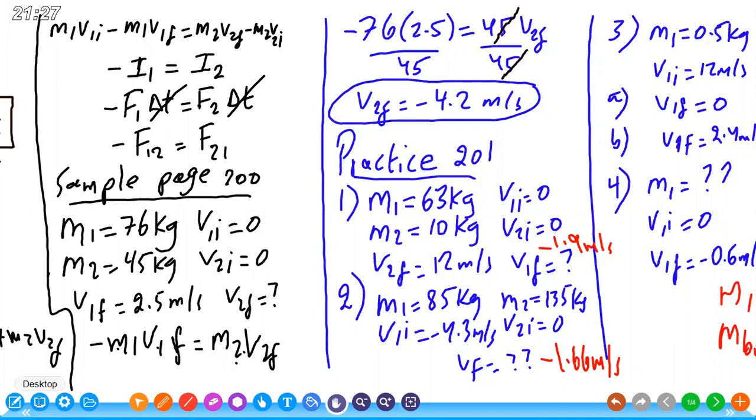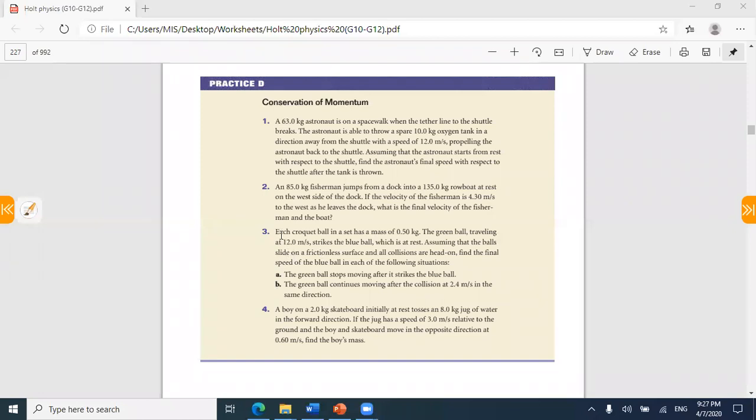And what else? Question number 3. Each cricket ball in a set has a mass of 0.5 kilogram. Now here, the mass is the same. Yani the green ball, let me call it M1, it is 0.5 kilogram, moving with 12 meter per second. So this is V1 initial. Strikes the blue ball, it is also 0.5 kilogram. So M2 is 0.5 kilogram, but it is at rest. Yani V2 initial is 0.